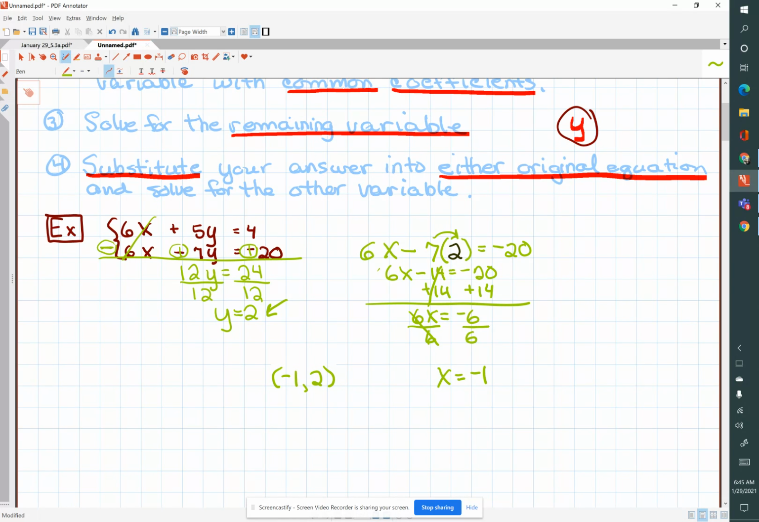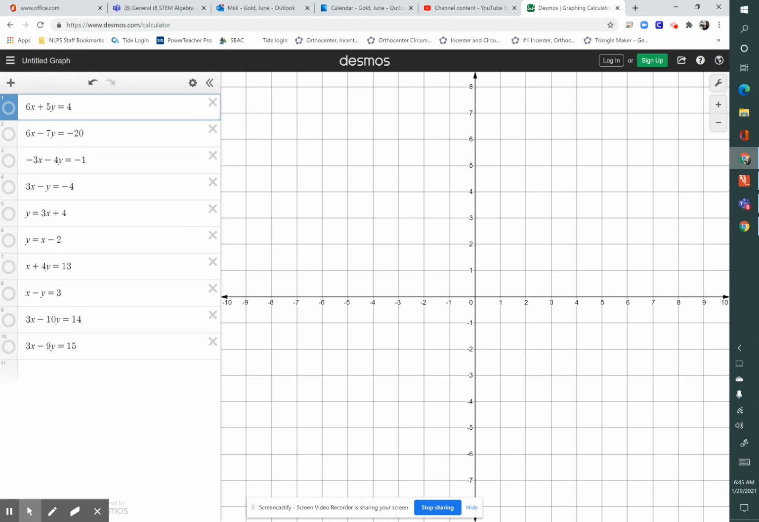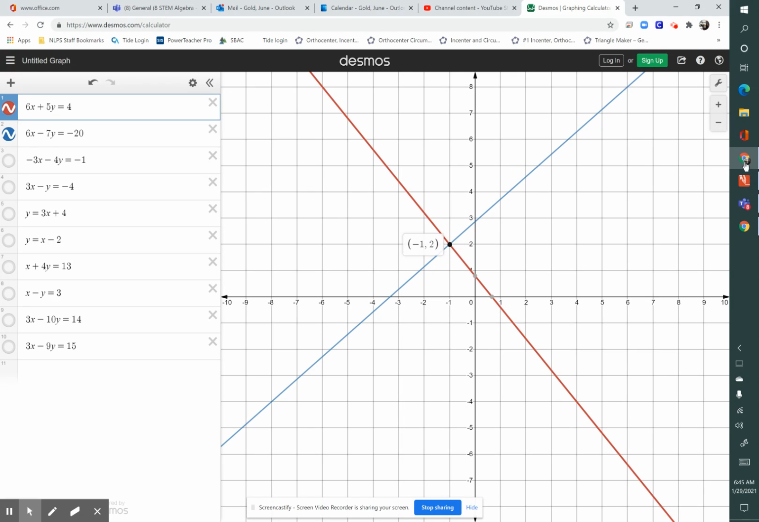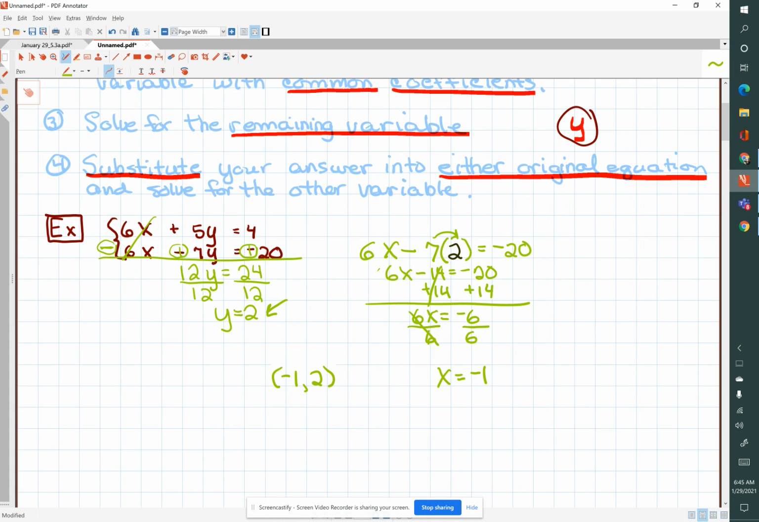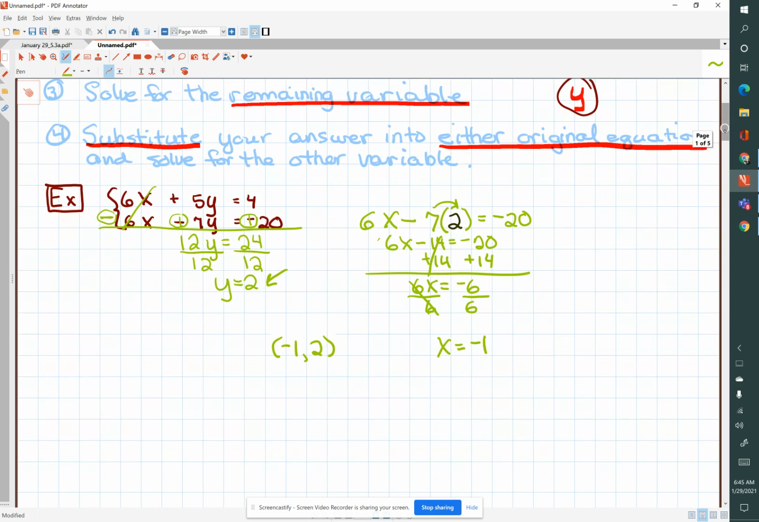Okay, let's check this out on Desmos, okay? There's our 6x plus 5y equals 4. And here's our 6x minus 7y equals negative 20. And indeed, the solution is the point negative 1, 2. Desmos is a great way to quickly check your work when you do these systems of equations. All right, let's do one more example.